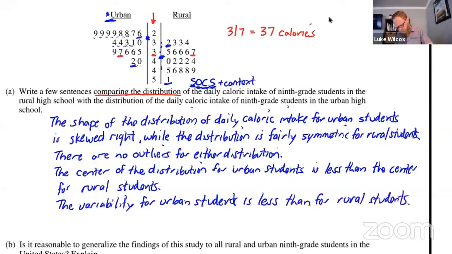So that takes care of spread. We definitely took care of context right up front. So I believe that we have a model solution here for comparing those two distributions.